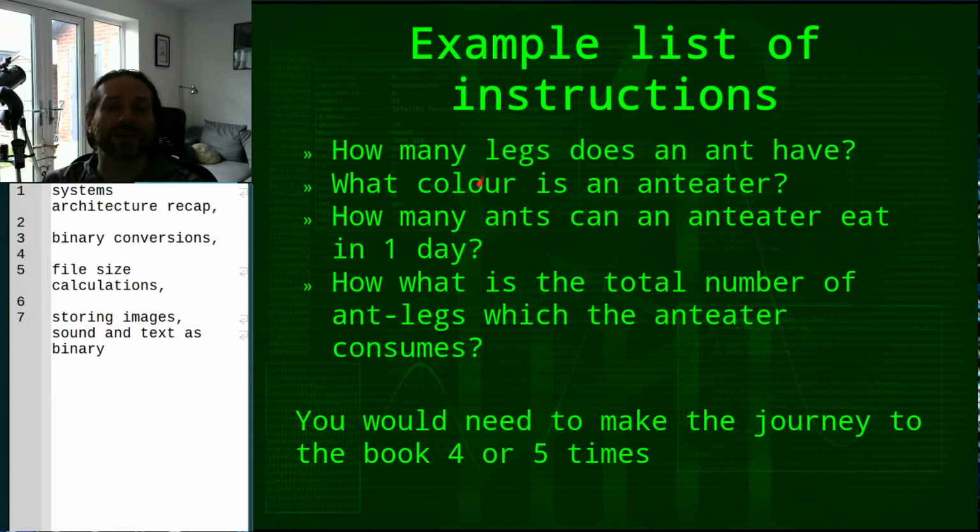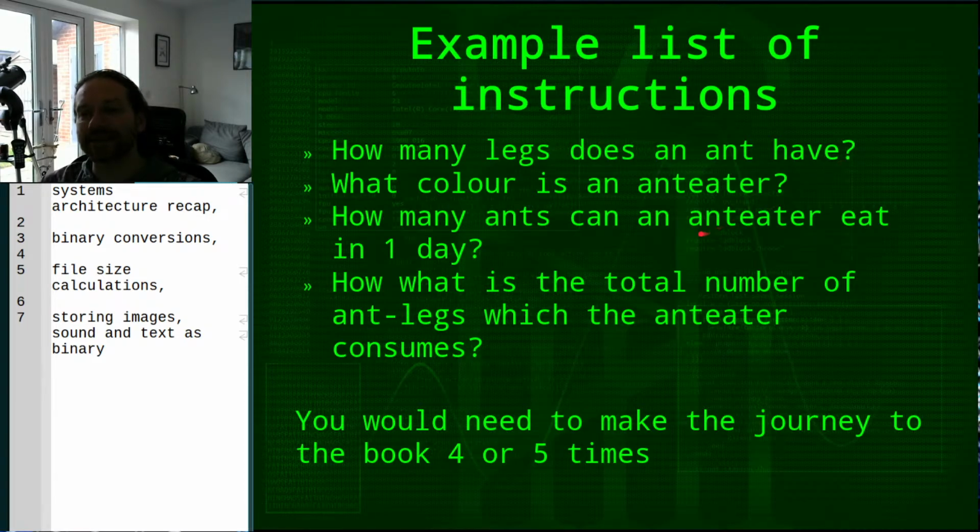So for the example that I've got here, how many legs does an ant have? You have to get up, go across, look up the information in the book. Oh, an ant has 6 legs. Cool. Let's go all the way back. Cool. Right, what's the next question? What color is an anteater? All right, let's go to the book. Let's look up that information. An anteater is grey, and sometimes they have a black stripe down them. Cool. Okay, we found that information.